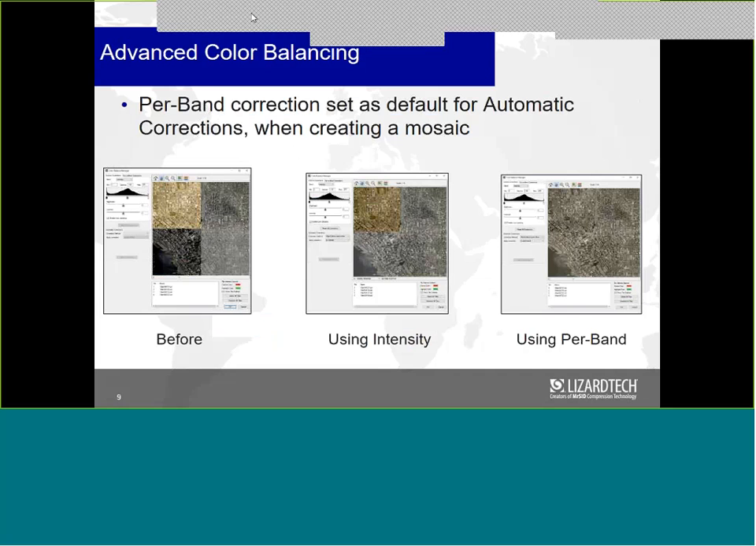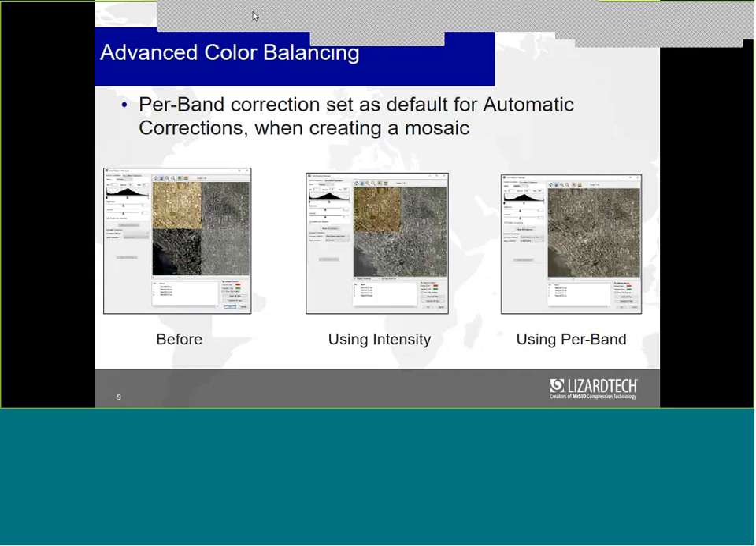Something else we've implemented in this release is some advanced color balancing tools. We've worked really hard to make our color balancing tools a little bit more robust in this release. One of the things that we did is we decided that for automatic corrections, we set the per band correction setting as default when creating a mosaic from a number of different tiles.